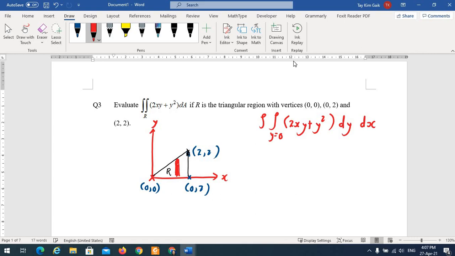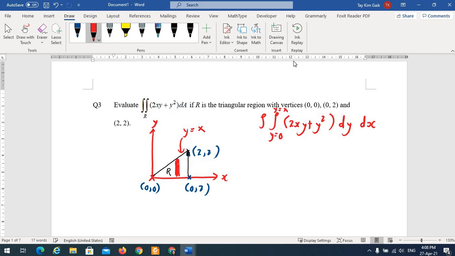So how to get the equation for this linear graph? You can see here 0, 0, 2, 2. So this equation is actually y equal to x. Because the vertical length is 2, horizontal length is 2, and it passes through the origin. So this is a linear graph y equal to x. That's why the upper limit of y is x. So the limit of y is from 0 up to x.